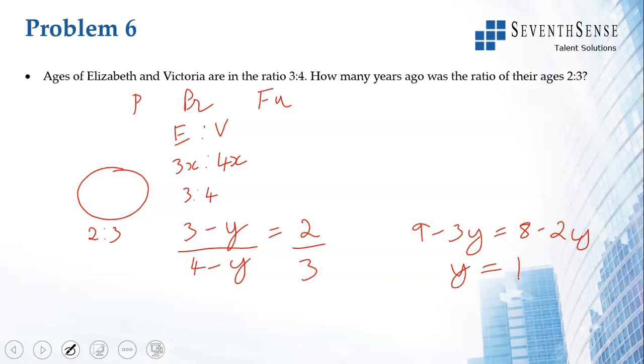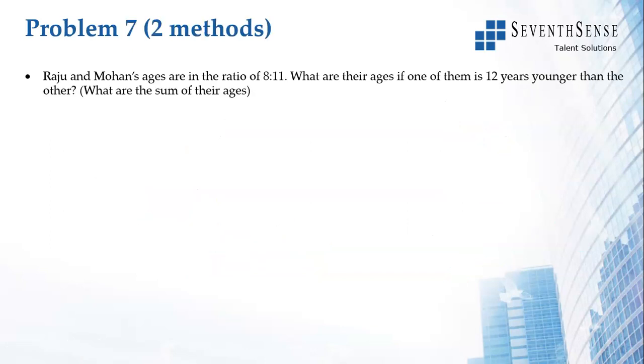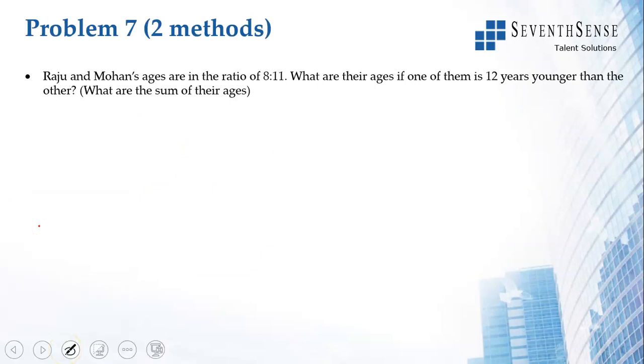So what does it mean? Their ages are 3 and 4 now. 1 year ago, which means they are 2 and 3. Elizabeth, Victoria. Let's look at the next problem. Raju and Mohan's ages are in the ratio 8:11. So what are the ages if one of them is 12 years younger than the other?